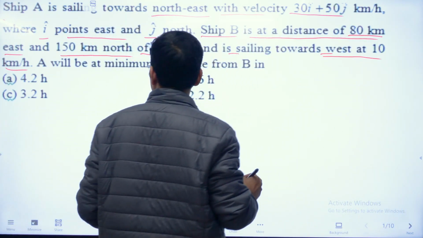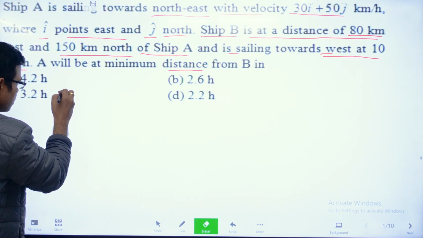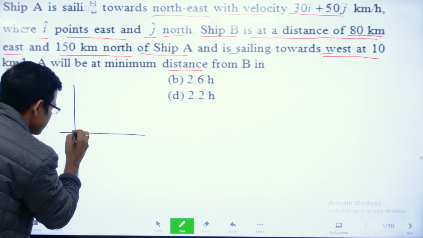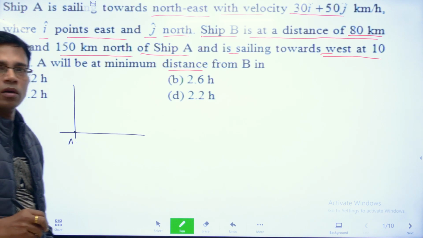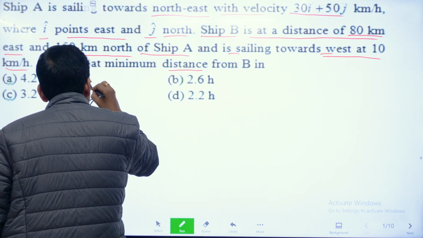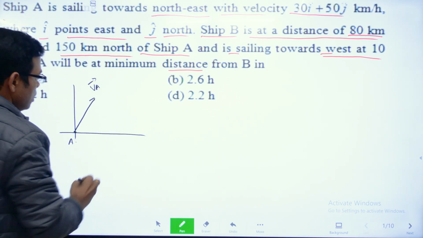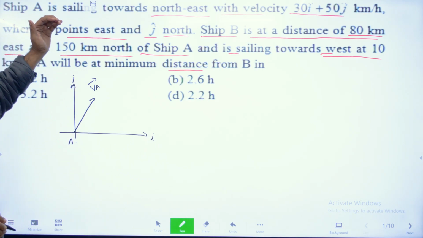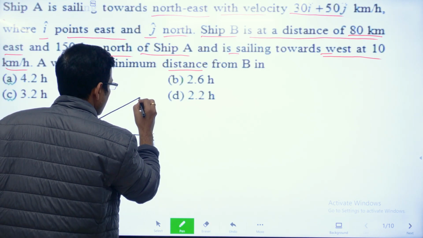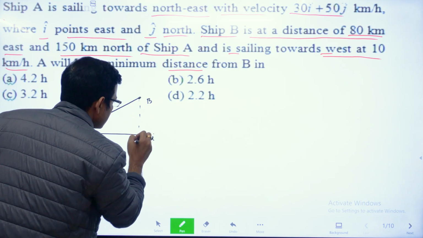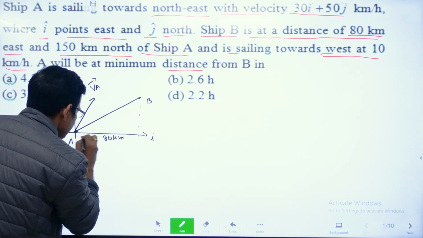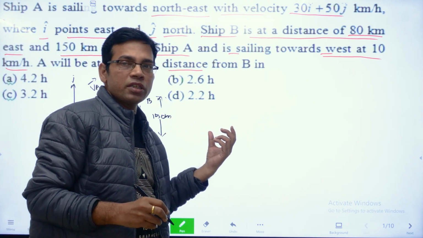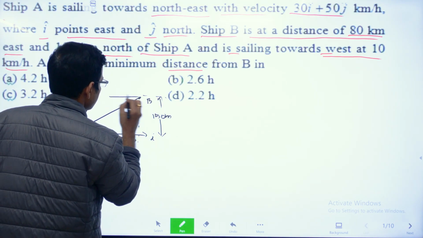So first, we consider the origin at the position of A. This is the position of A, and suppose this is the velocity of A, with this the i direction and this the j direction. i is the east direction and j direction is the north direction. Suppose this is the position of B. So B's position is 80 kilometers east and 150 kilometers north from A. And B's velocity is 10 kilometers towards the west. This is the velocity of B.